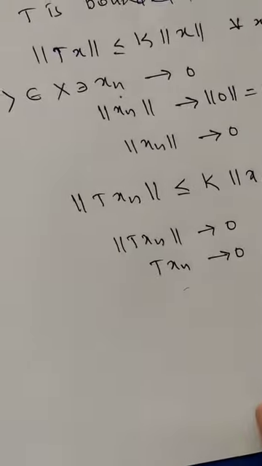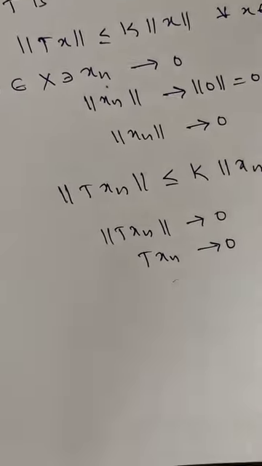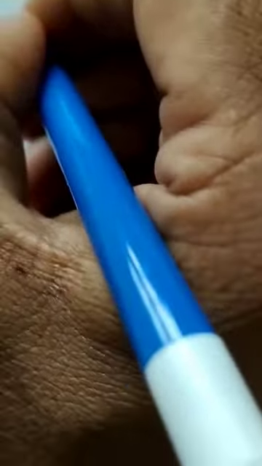Next, let us take up 3 if and only if 4. What is 3 now? 3 is this one: T is bounded. We need to prove that this implies the image T of S is a bounded set in Y. Okay, suppose T is bounded. T is bounded means again the norm of T of x is less than or equal to K times the norm of x.